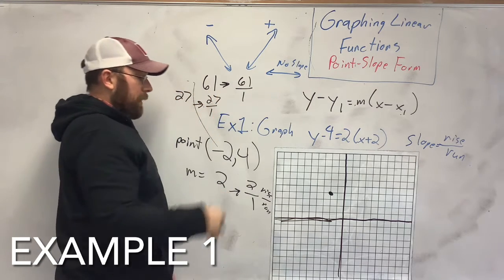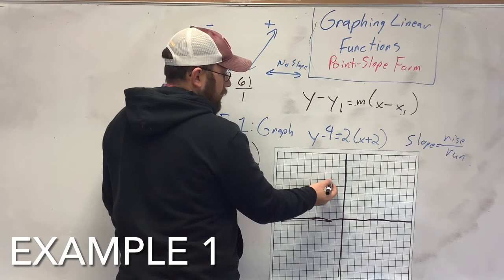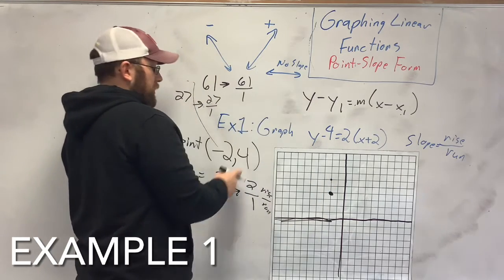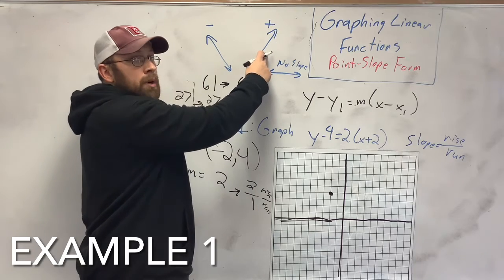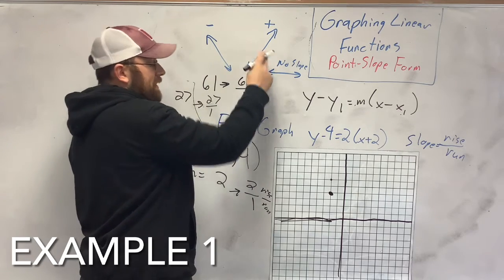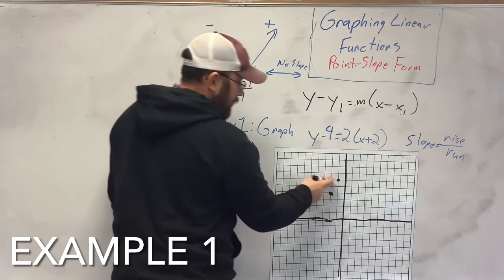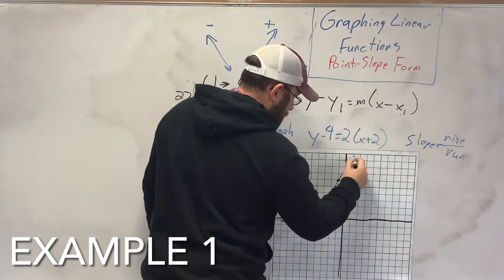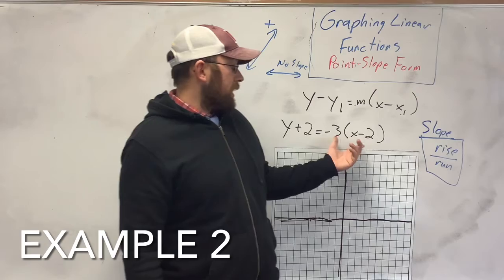Now I have my rise over my run. So by rise, I'm going to go up 2, put a small point right there for a second. Now, is my slope positive or negative? My slope's positive, so I need to move in the direction that's going to make this line. And my run is over 1. So there we go. I graphed the line.